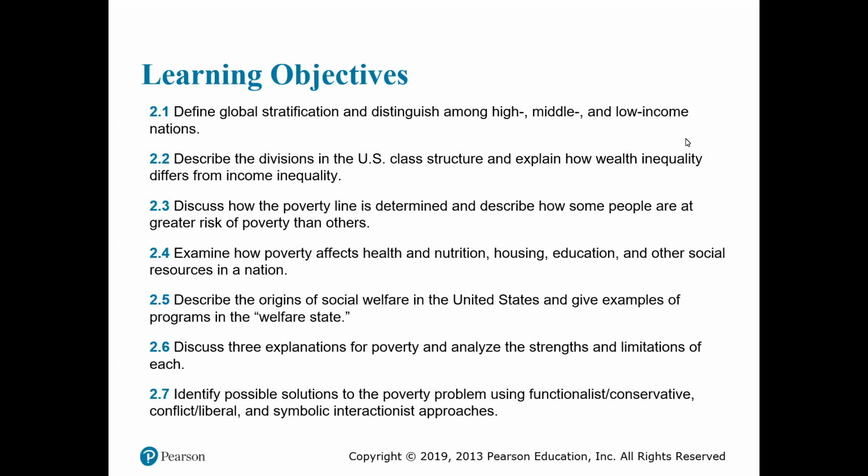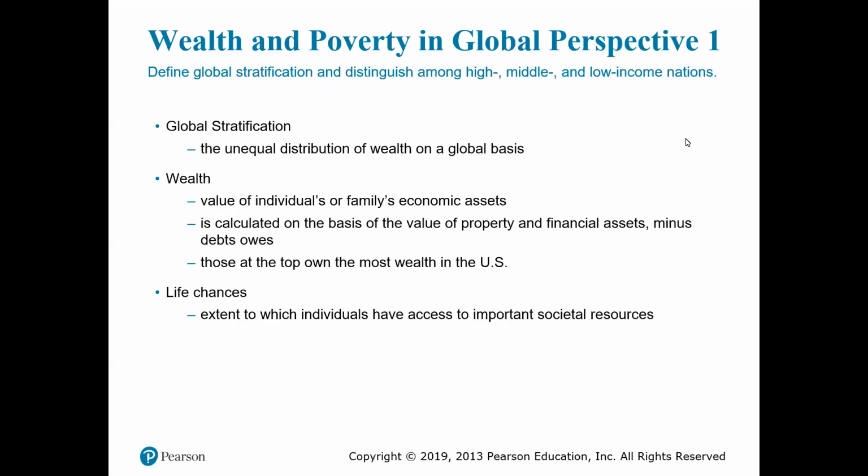You'll also examine how poverty affects health and nutrition, housing, education, and other social resources in a nation. You'll be able to describe the origins of social welfare in the United States and give examples of programs in the quote-unquote welfare state. You'll be able to discuss 3 explanations for poverty and analyze the strengths and limitations of each, and identify possible solutions to the poverty problem using the functionalist conservative, conflict liberal, and symbolic interactionist approaches.